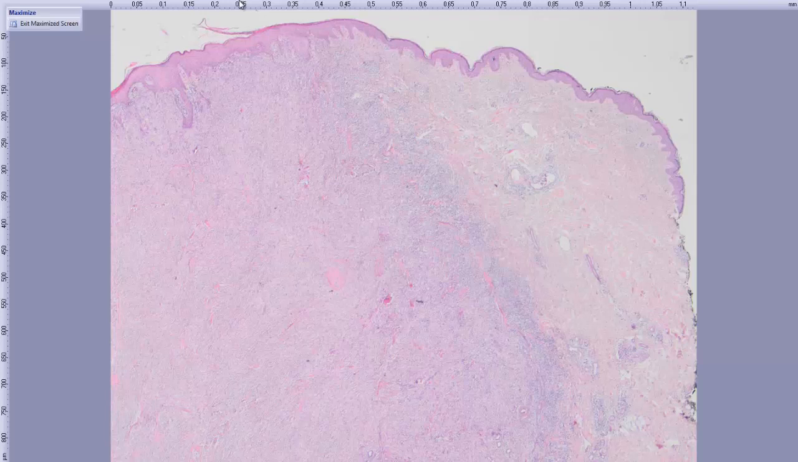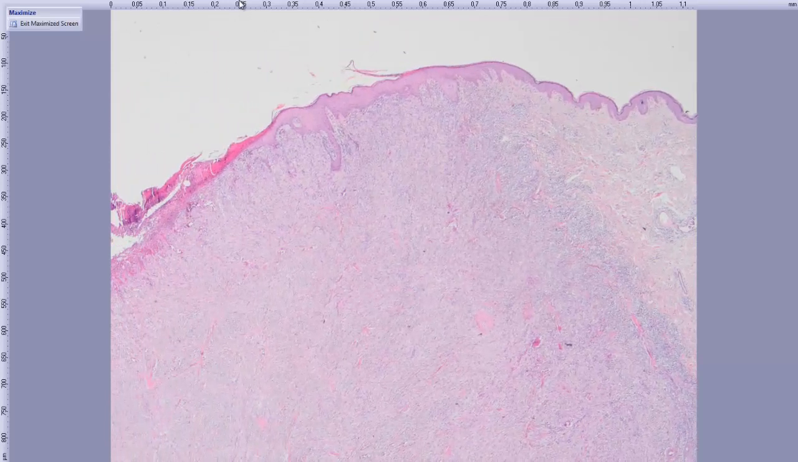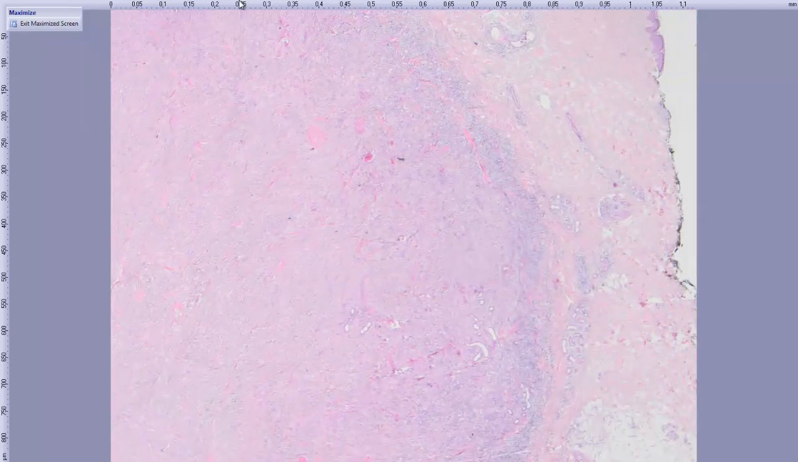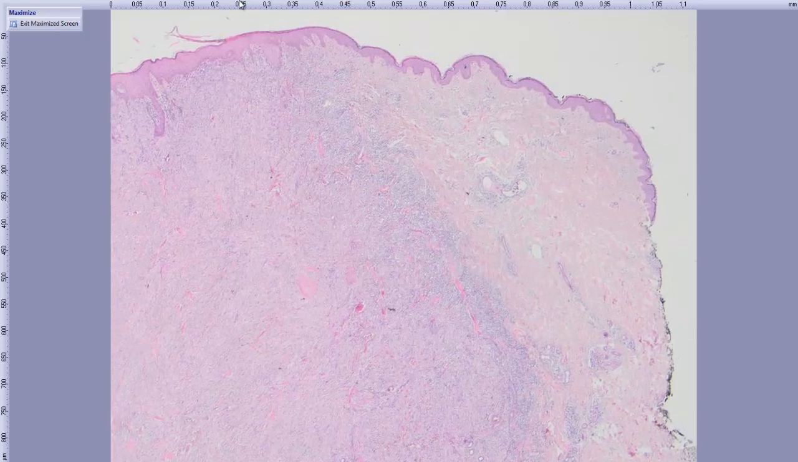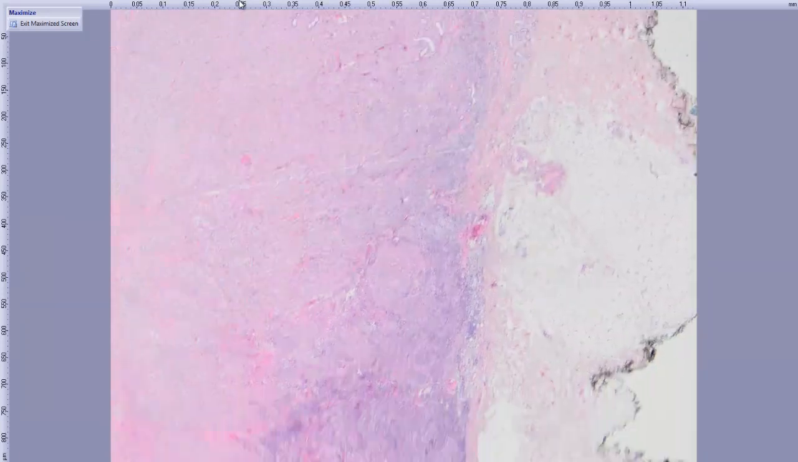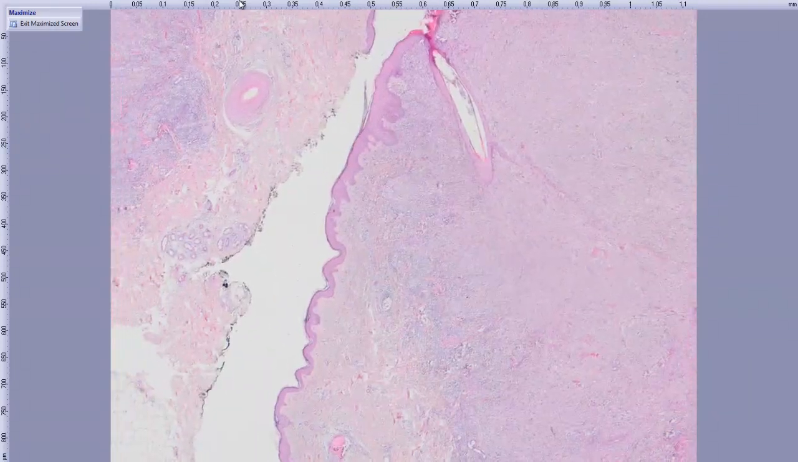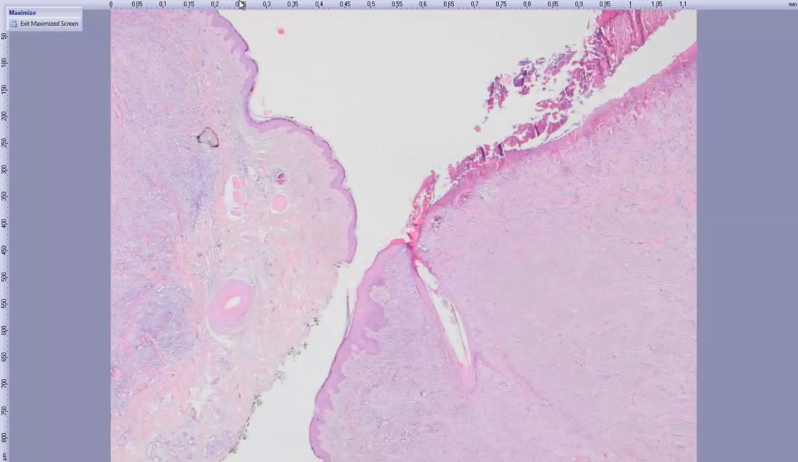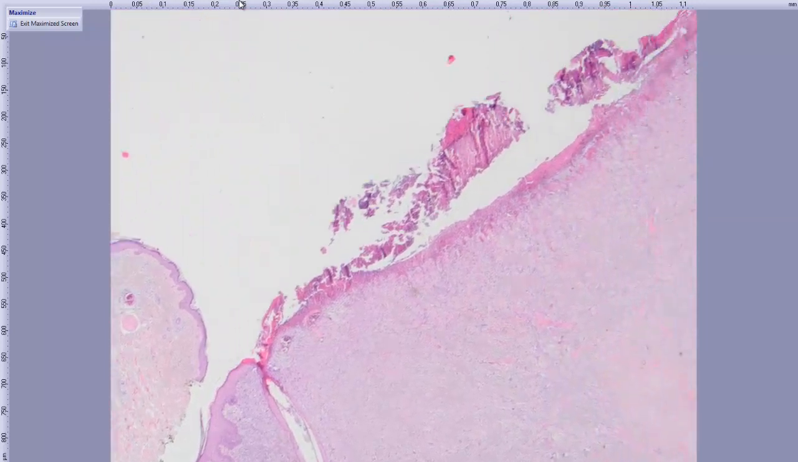Okay, hello everyone, and in this case of the month, we have an 80-year-old male with a cutaneous nodule in the inguinal area. So what we have is a 1 to 2 centimeter nodule, mainly involving the dermis, and as you see here, we have an ulceration.